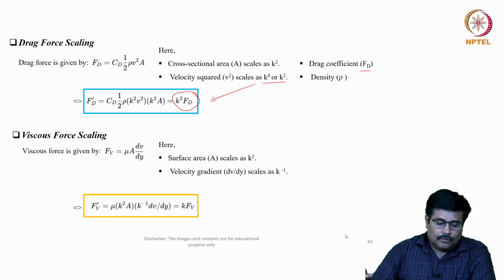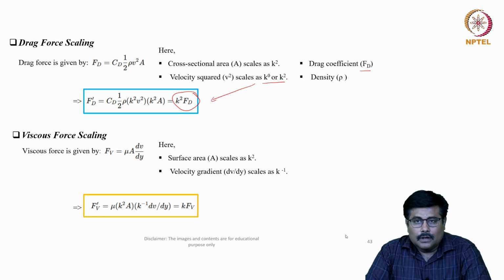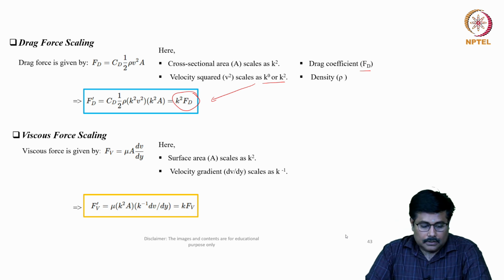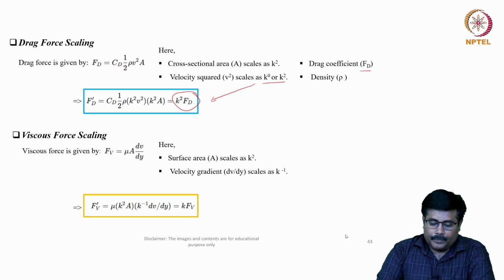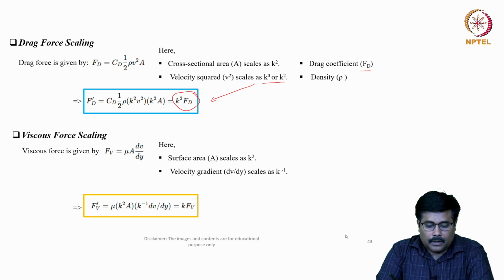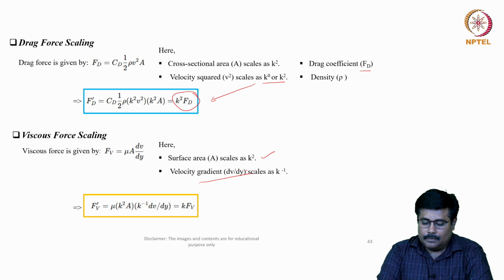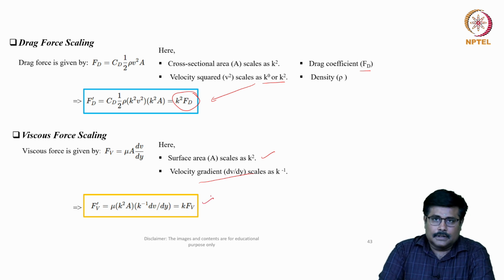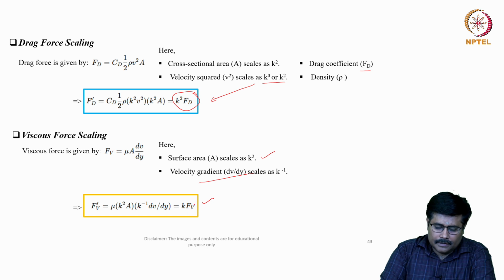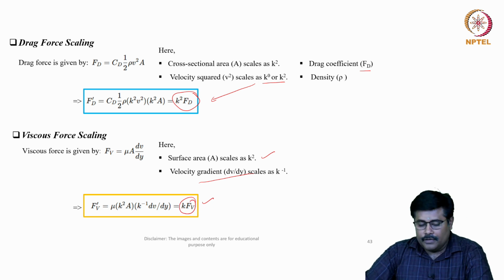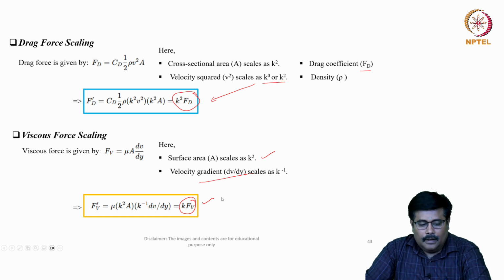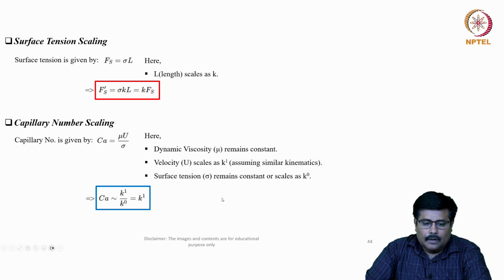As far as the viscous force is concerned, when we try to look into the viscous force scaling, the viscous force is given by F equals mu A dV/dy, where the surface area scales as k squared and the velocity gradient, dV/dy, scales as k. So it can be represented as Fv dash equals k Fv, which is considered to be the final equation with reference to the viscous force scaling.